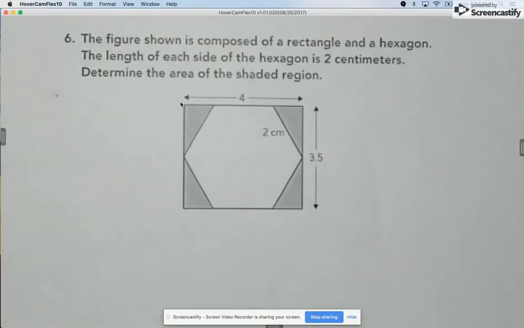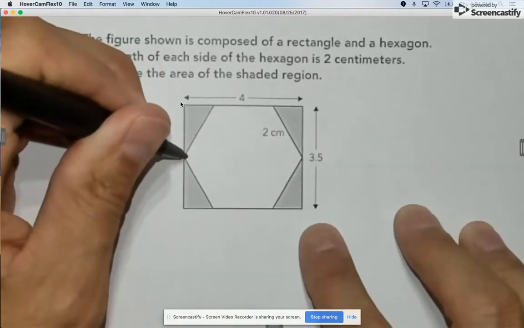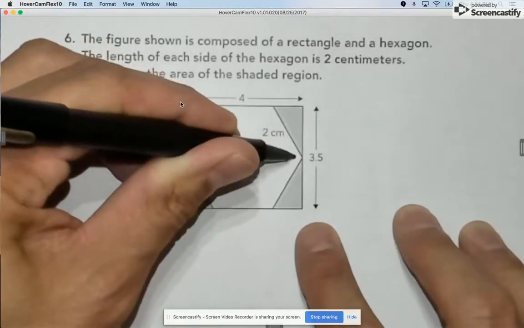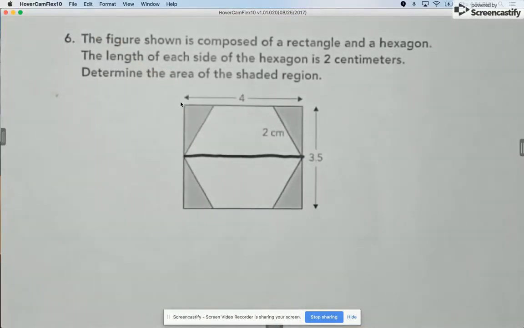All right. So this one is related to the previous problem, so that makes it a little bit easier. We're dealing with a hexagon. What we need to remember with the hexagon is that when we split it in half, we get two trapezoids. Okay? Next, the figure is composed of a rectangle and a hexagon. The length of each side of the hexagon is 2 centimeters. Determine the area of the shaded region.